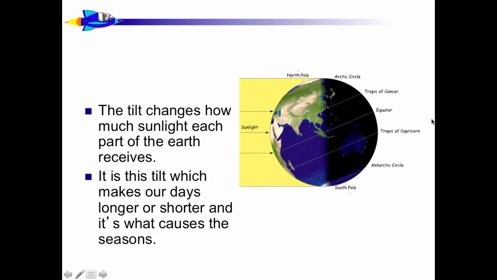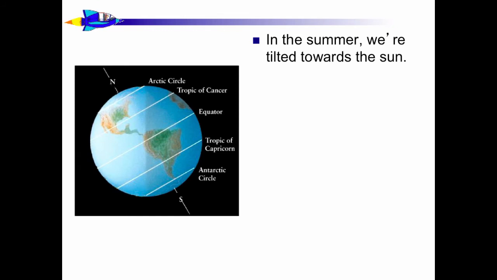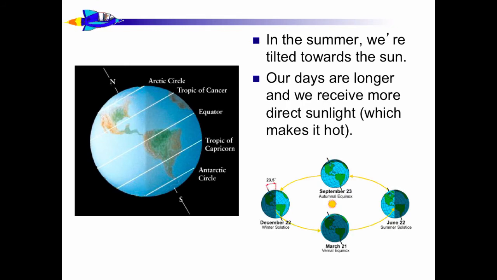And again, if you look at the equator, notice if you're tilted towards the sun, you have a larger amount of day and a smaller amount of night. In the summer, we are tilted towards the sun, our days are longer, and we receive more direct sunlight, which is why it's hot. Actually, the part of the Earth that receives the most direct sunlight when we are in summer is the Tropic of Cancer. If you look at this latitude right here, the Tropic of Cancer is in the northern hemisphere, so that is why we're the warmest.